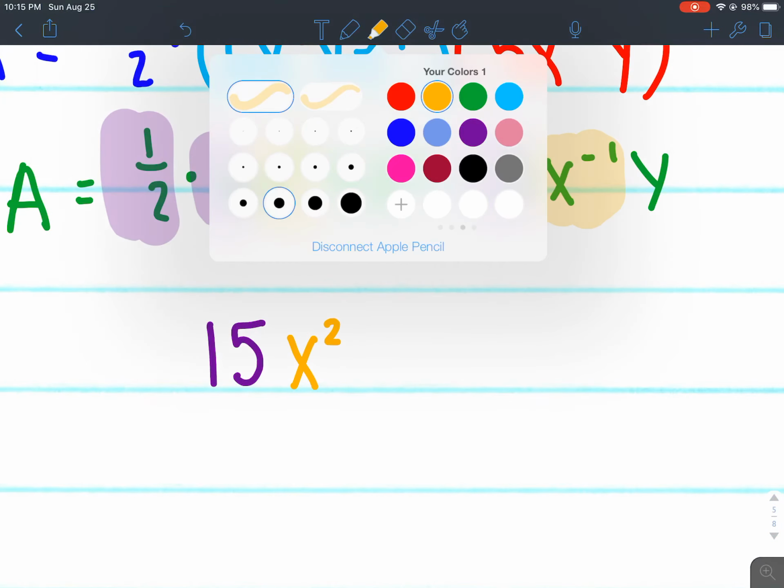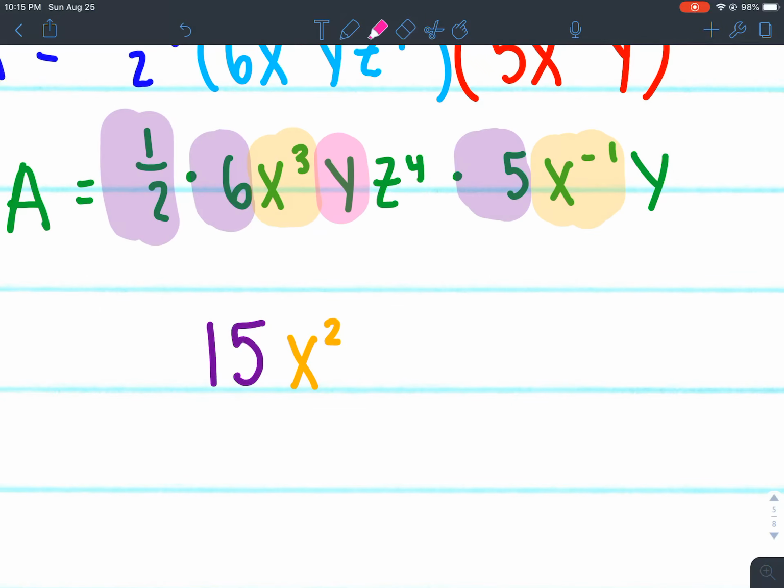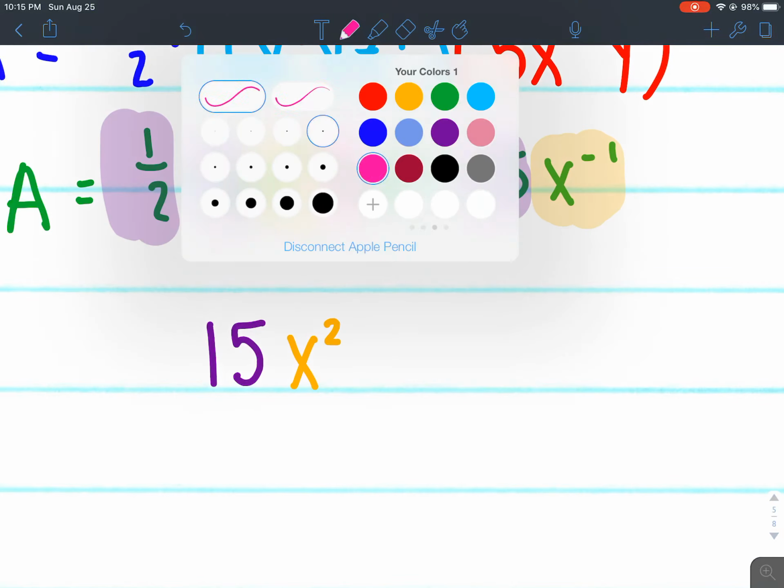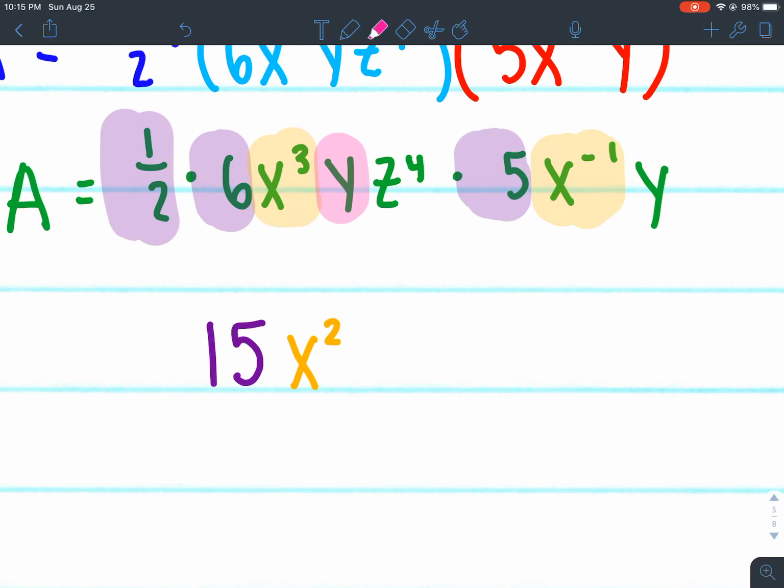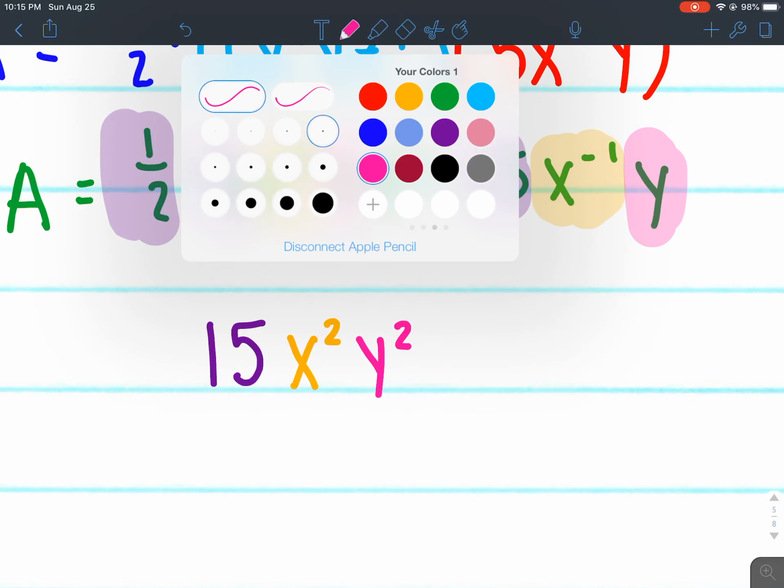And lastly, I have my base of y. Well, not lastly, actually, y. And then I have another y. Let me highlight that again. So y times y is going to give me y squared. And then lastly, I have a z to the 4th.